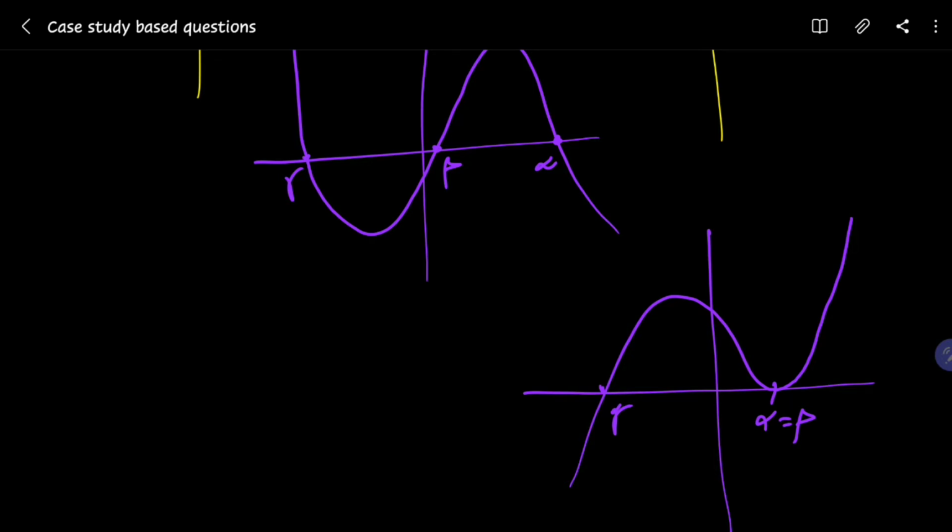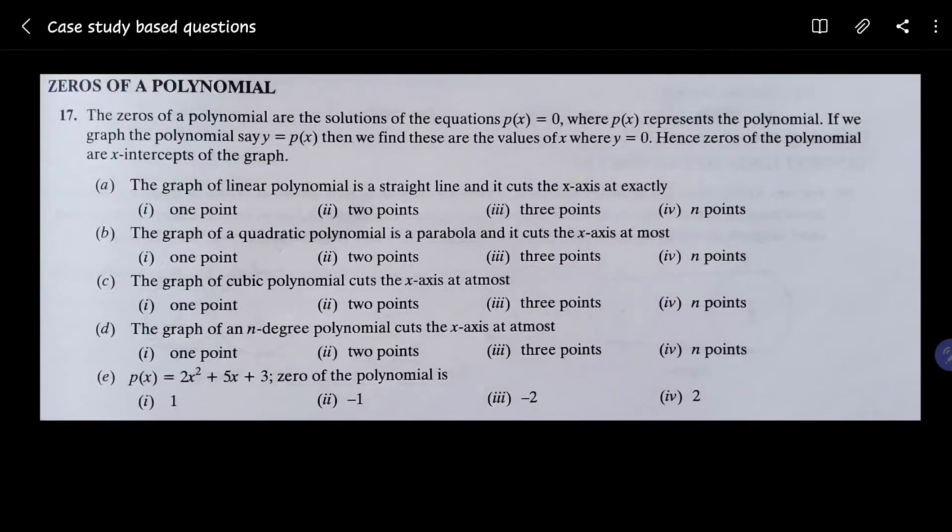Now let us move on to the question. In this question, the information about the definition of 0 of a polynomial is already given. And let us see the question here. First question, the graph of linear polynomial is a straight line and it cuts the x-axis at exactly how many points? Answer is 1 point. We have just now discussed it.